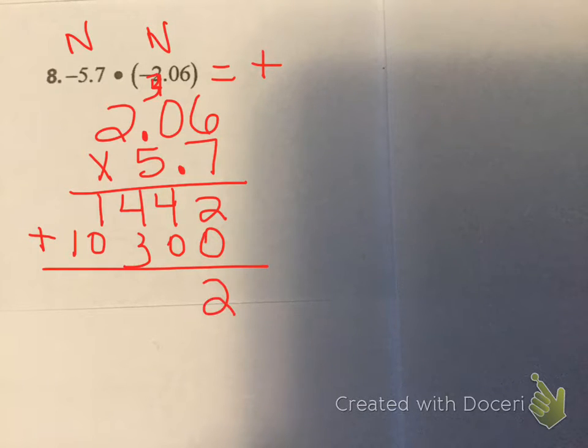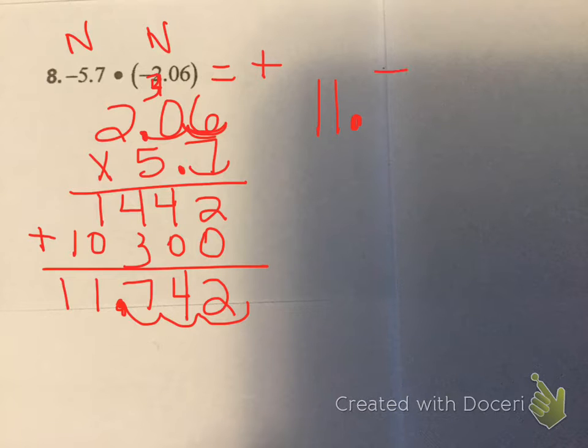2 plus 0 is 2. 4 plus 0 is 4. 4 plus 3 is 7. 1 plus 0 is 1. And 1 plus 0 is 1. And then you count to see how many places you're going to move that decimal. We have 1, 2, 3. So I'm going to start here. 1, 2, 3. And that's where my decimal will go. So the answer here is a positive 11.742. 11 and 742 thousandths.